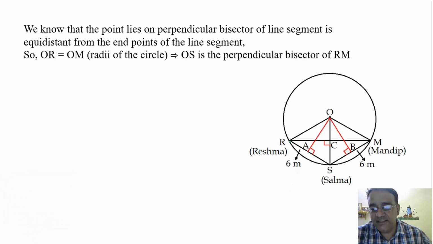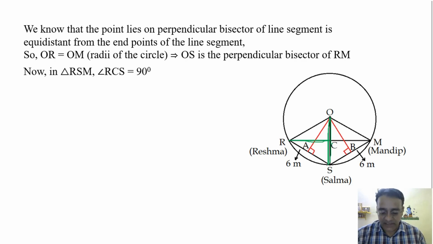So if you take the base RS, what is the area of triangle ORS? Height will be OA. What is the formula? Half into base into height. So half into RS into OA. Clear? Now if you take base OS, so RC will be the perpendicular height. So half into OS into RC. Whether this is clear? Yes, sir.